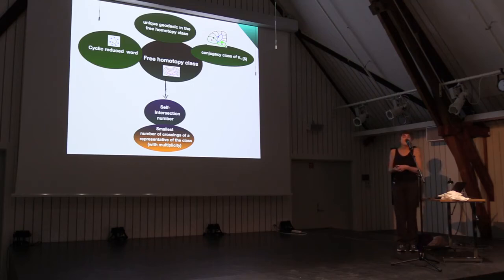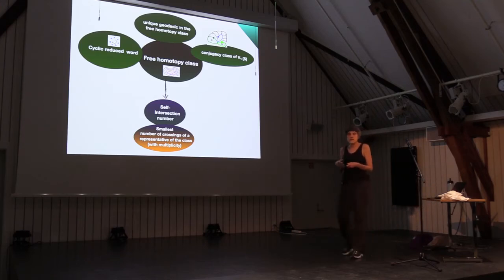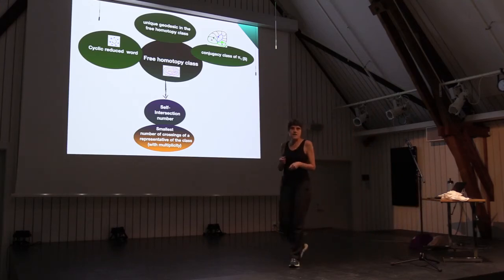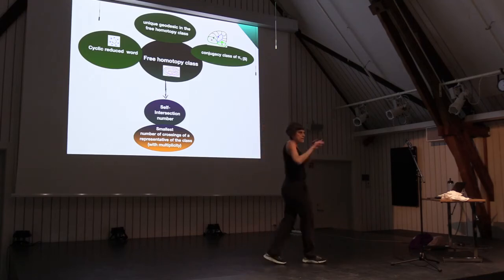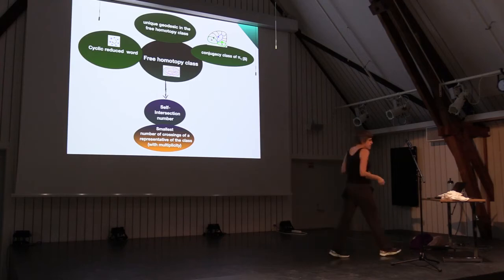One number is the self-intersection number, which is the smallest number of crossings that an element in the class has. And for me, when I say crossings, I always think of two branches coming together. If you have three, you just wiggle a little. Three branches coming together, for me, are three self-intersection points.